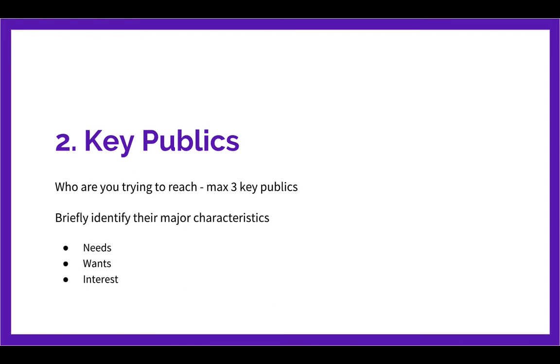The second thing that you're going to want on there, key publics. Who are you trying to reach? Max 3 key publics ever. Briefly identify their major characteristics, their needs, their wants, their interests.